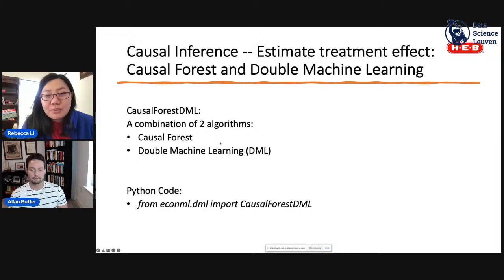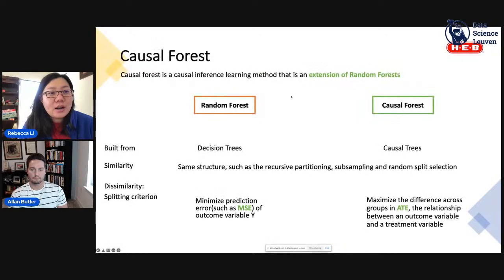Let me give a brief summary of these two methods. Okay, start with the causal forest. In fact, causal forest is an extension of random forest. You can see they have some similarities. Both of them are built from trees, and specifically causal forest is built from causal trees. The big difference between random forest and causal forest is the criteria to split the trees. Instead of minimizing MSE as in random forest, the rule to split causal trees is to maximize the differences across groups in ATE, which is the average treatment effect.